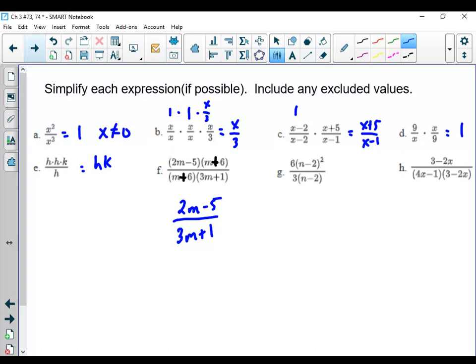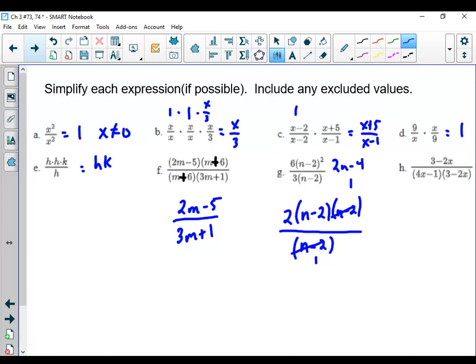All right, then the last two. I heard some discussion on this. Most of you figured out, okay, I've got 6 over 3, so I know I've got 2. Then I've got n minus 2 squared over n minus 2. Maybe one way to think about that is n minus 2 times itself over n minus 2, which means I could do some canceling because n minus 2 over itself is really just 1. So we could write it as 2 times n minus 2, or 2n minus 4, for our answer there.